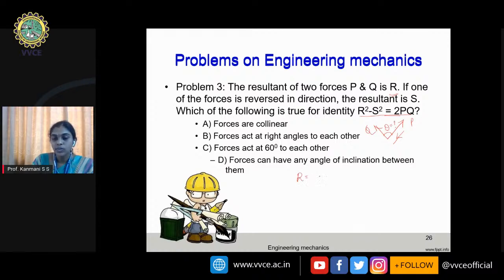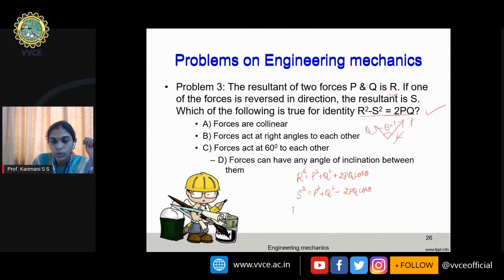See, r is equal to the square root of p square plus q square plus 2pq cos theta. This is the formula we have. So instead of the square root, I'll put r square. This is when the forces are acting in their original direction. If one of the forces is reversed, meaning instead of plus p it has become minus p, then I will write p square plus q square minus 2pq cos theta. Then the resultant will become s square. The equation is this: r square minus s square is equal to 2pq.